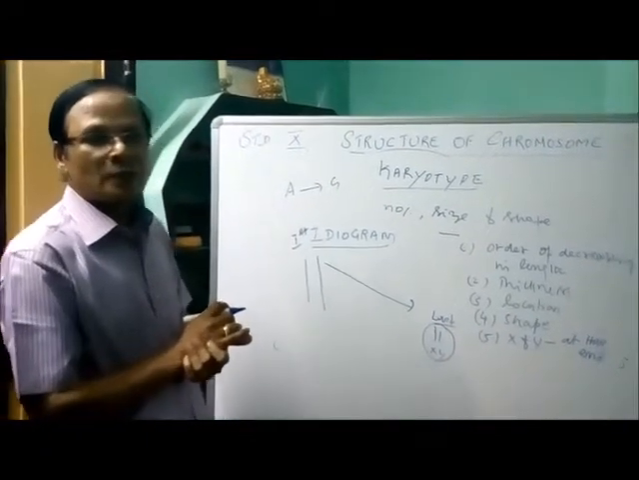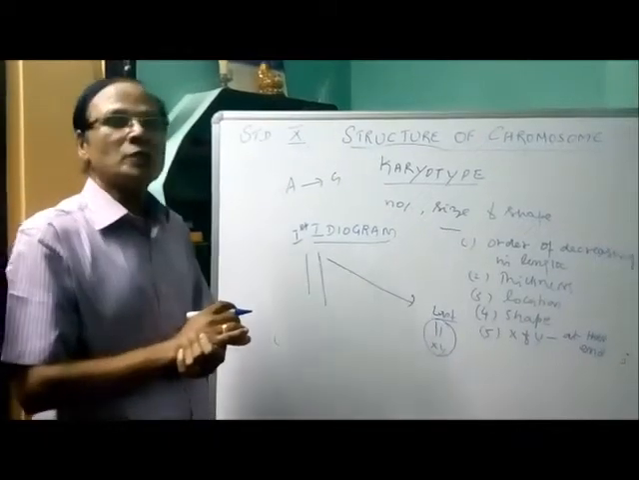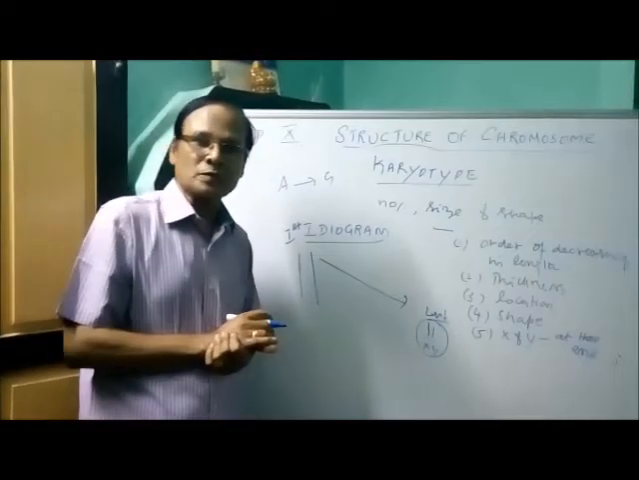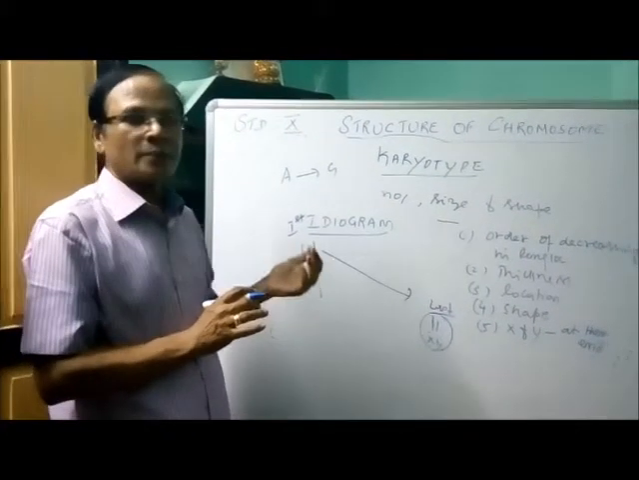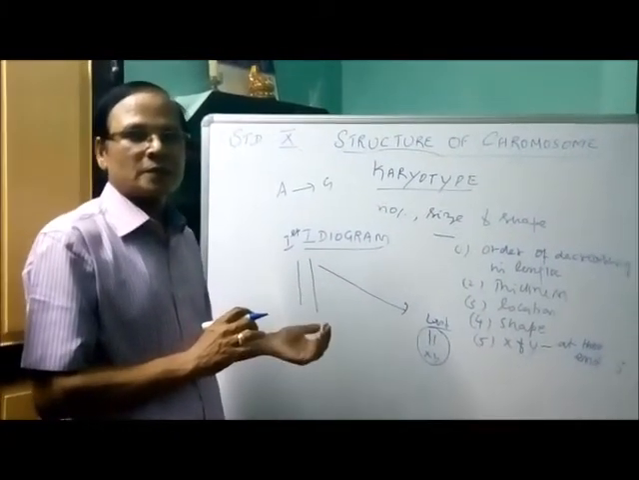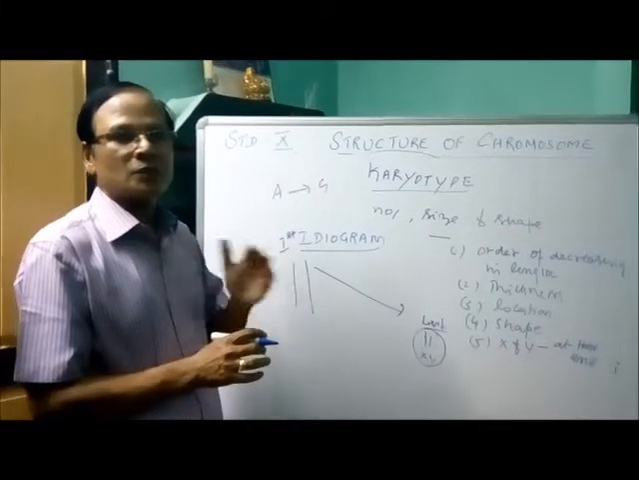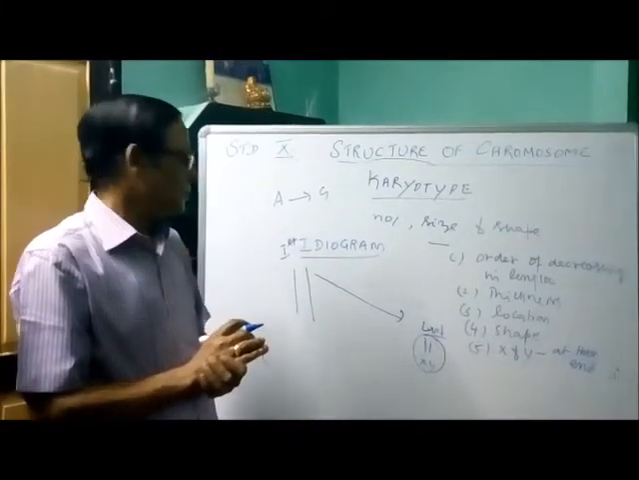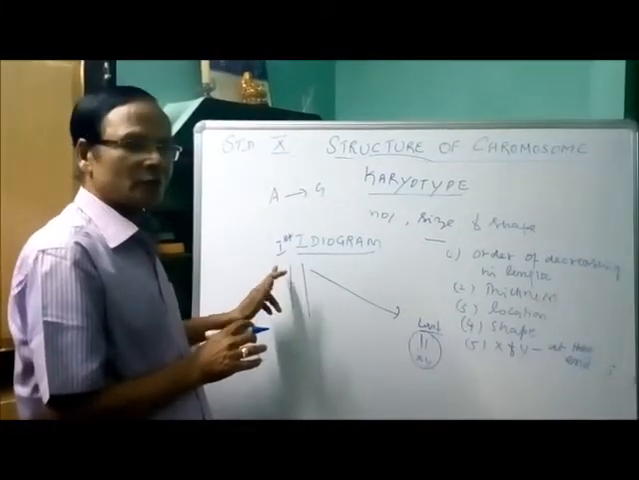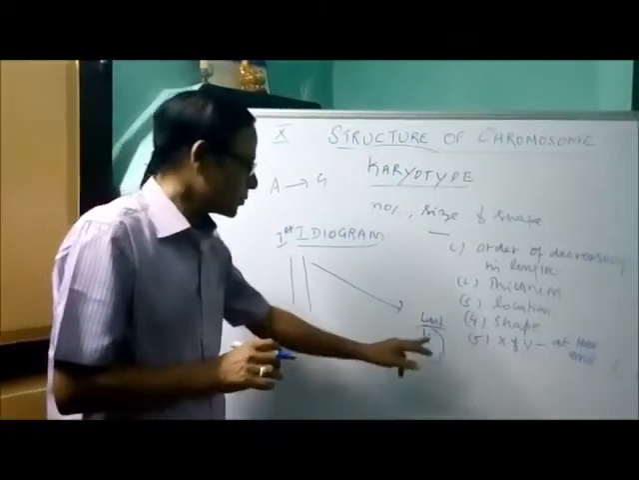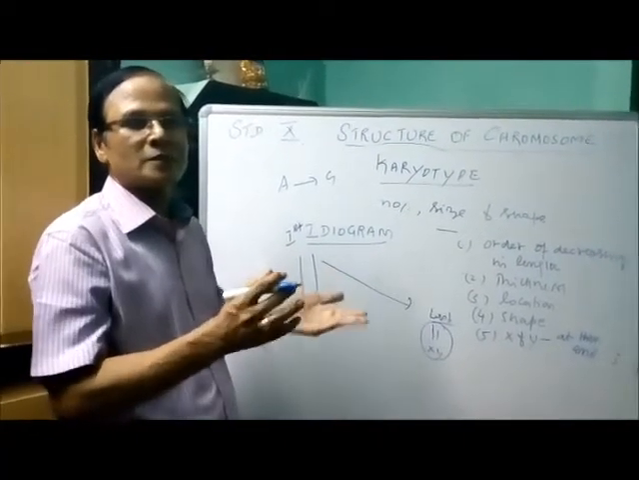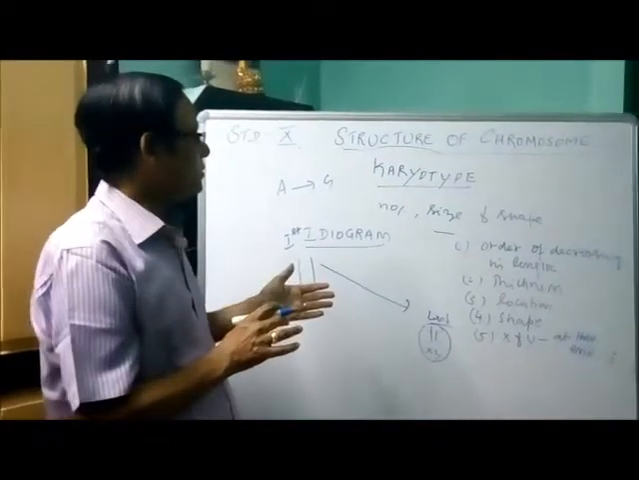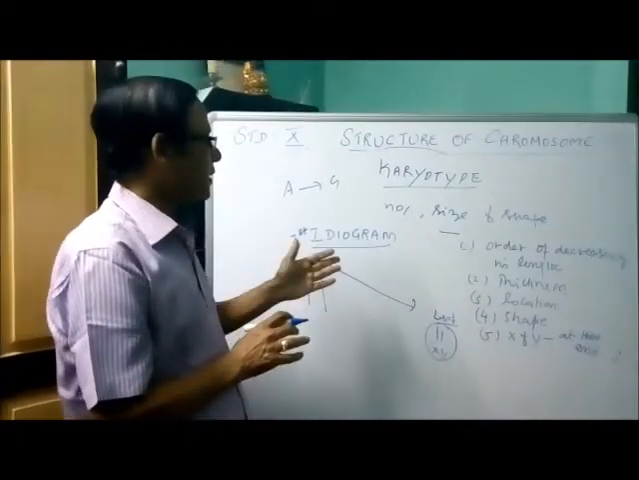Now in the case of human karyotype, there is no telocentric chromosome. Telocentric chromosome is absent in the human karyotype. We have either metacentric, submetacentric or acrocentric chromosomes. For example, the first pair is metacentric. The Y chromosome is acrocentric. In between we have either metacentric or submetacentric chromosomes. That's about the karyotype and also the ideogram.